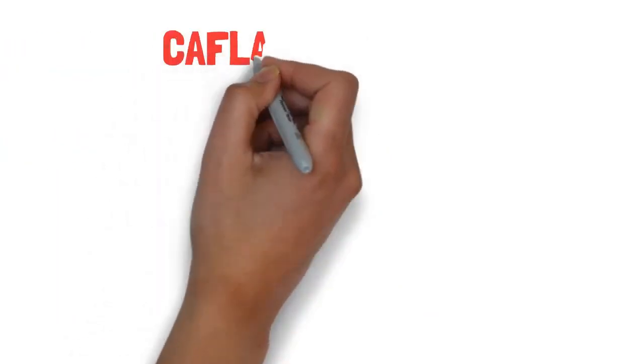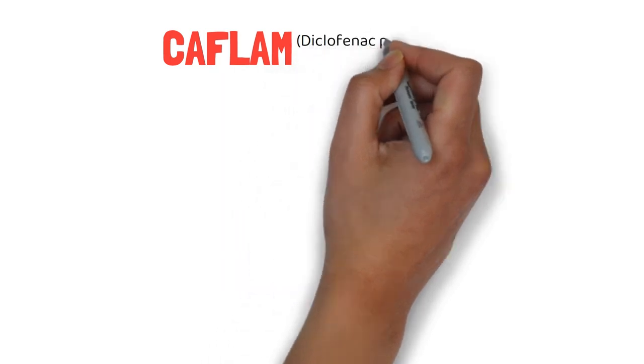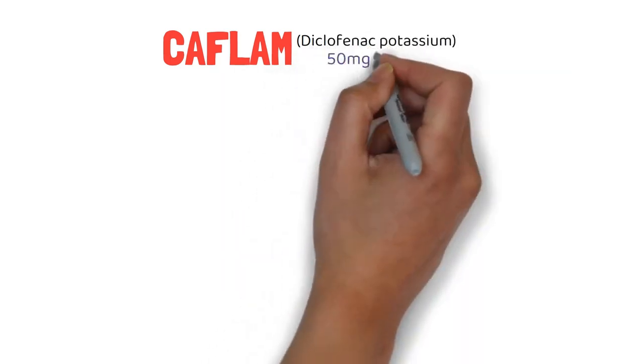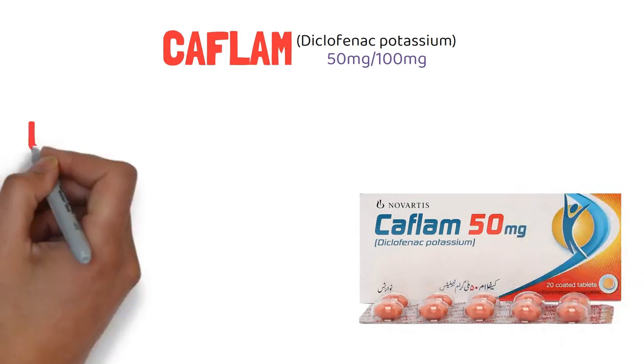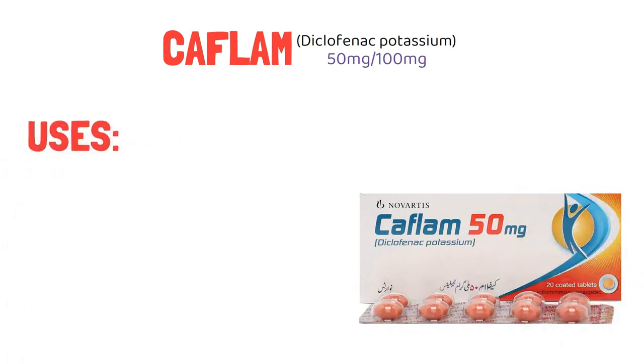Next medicine is Caflom. Its chemical name is diclofenac potassium. It's available in 50 mg and 100 mg. You can check here some uses and side effects of Caflom.